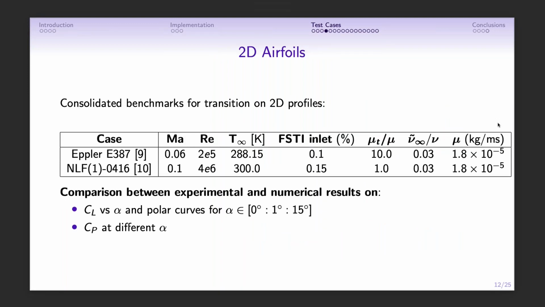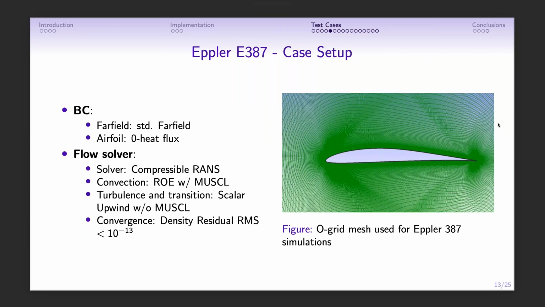Regarding the 2D airfoils, we have the Eppler E387 and also the natural laminar flow 0416 airfoils. Even though the Mach number is really low, they are considered compressible test cases, and we have the CL alpha and numerous experimental results to compare. So we can start with the Eppler, which is a standard O-grid topology. Since it is compressible, we run second order. Again, for the turbulence, we only have first order, and here the convergence is on the residual of the density, so it is less than 10 to the minus 10.